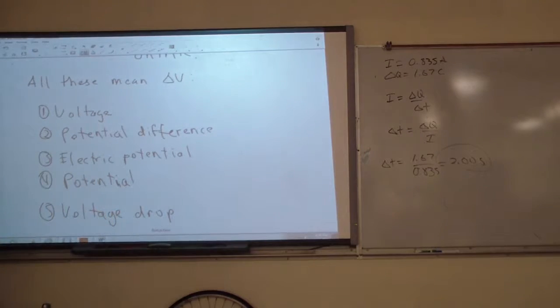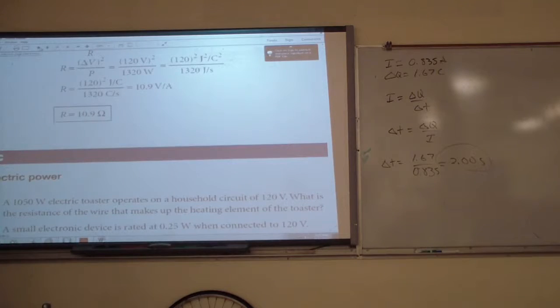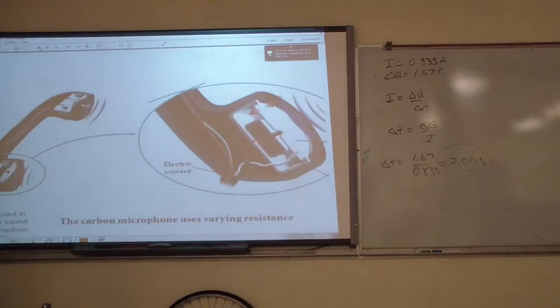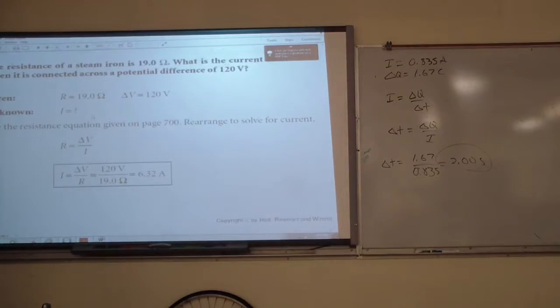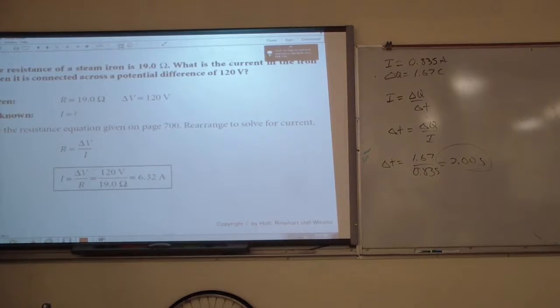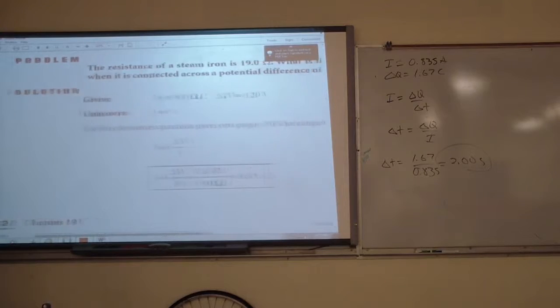Let me find one real quick. Where am I at, documents. Where's my book? Chapter 19, what page? There it was. Let's do this resistance problem. There's the problem right there. Let me blow that back up. There you go. Write this down. We're going to do this as an example.